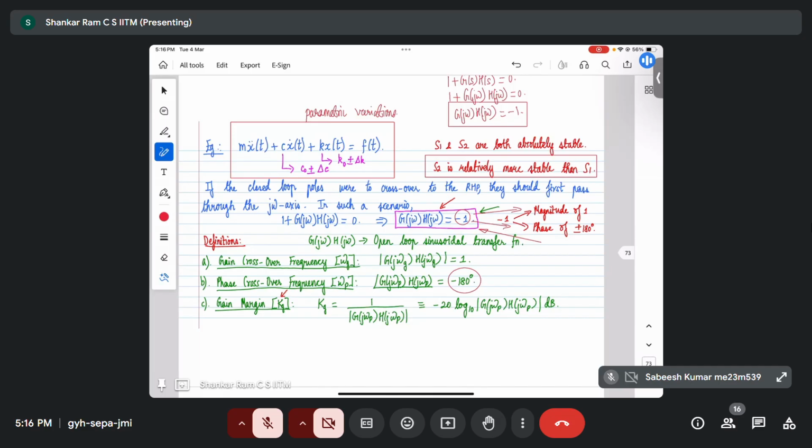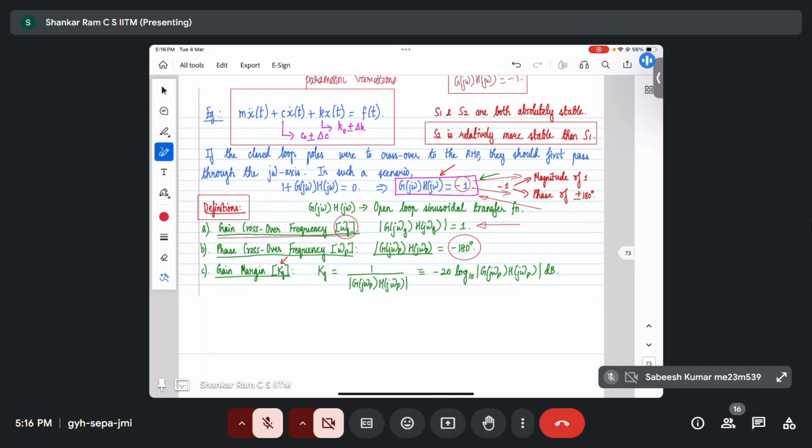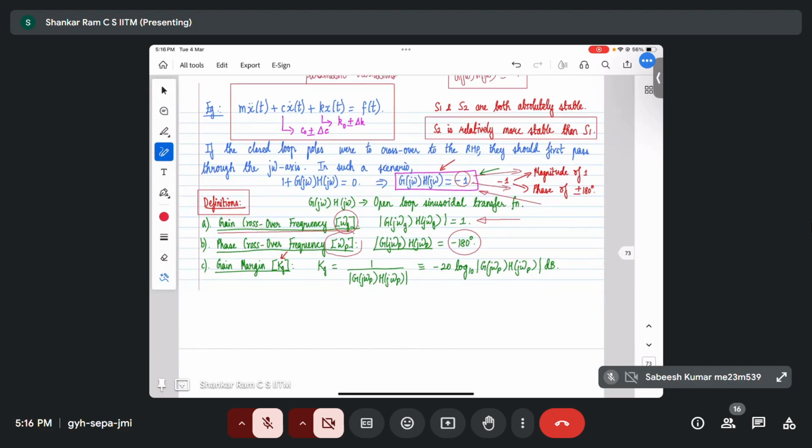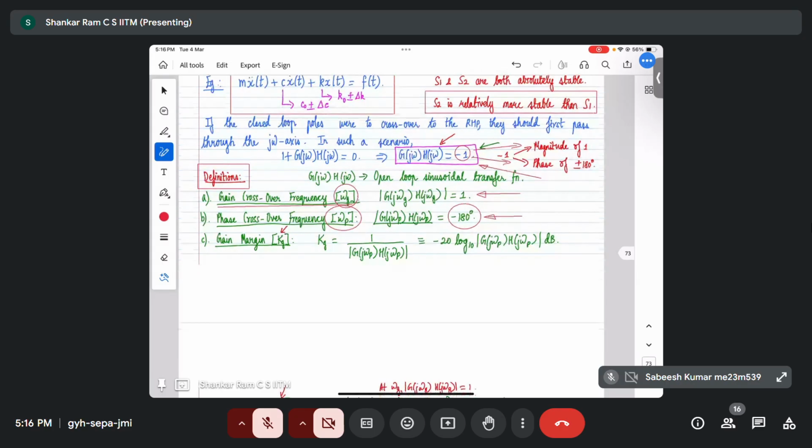Now if we look at the corresponding parameters, we define what is called the gain crossover frequency, ωg. ωg is the frequency at which the magnitude of the open loop transfer function becomes 1. These are all definitions, please note. I will explain the physics shortly. Then the phase crossover frequency is the frequency at which the phase of the open loop sinusoidal transfer function becomes -180.